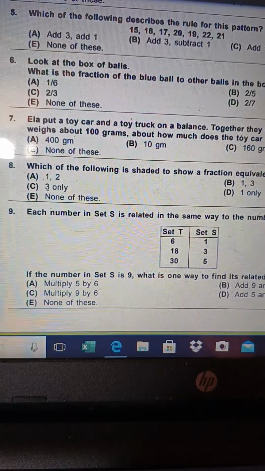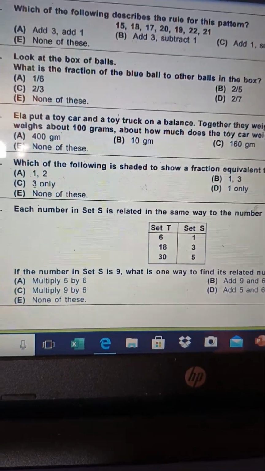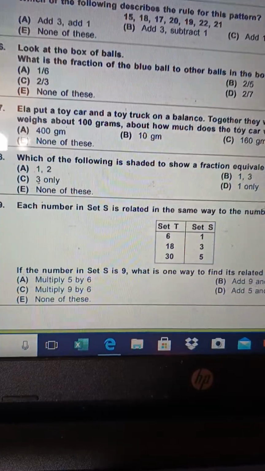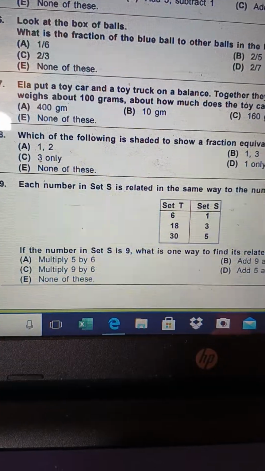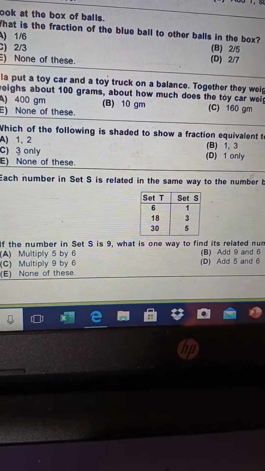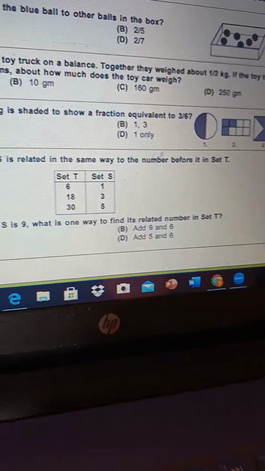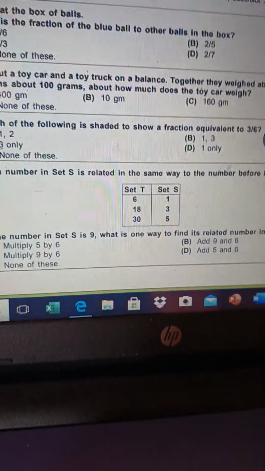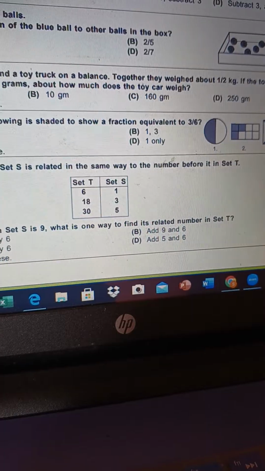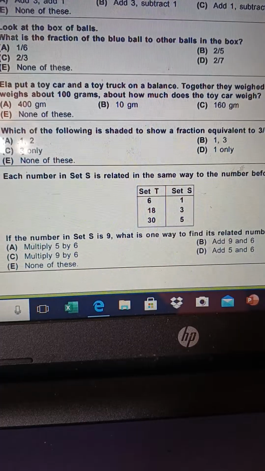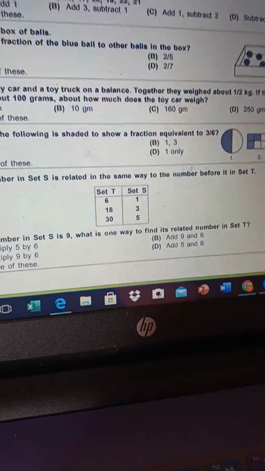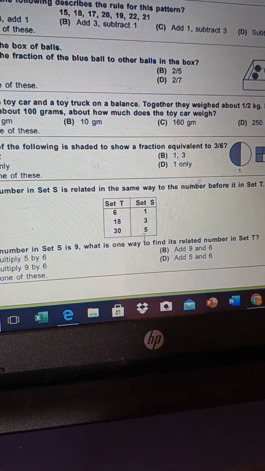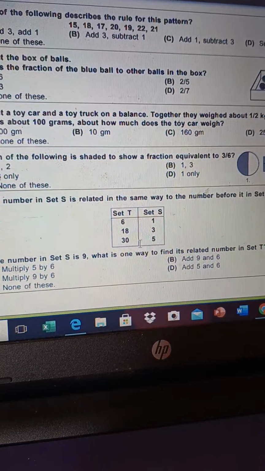Okay, now number 9. What we have to do in number 9? Number 9, 5 is equal to 30. Then what is it asking for? Each number in the set S is related in the same way to the number before it in set T. So if the number in set S is 9, what is the one way to find its related number in set T? So see here, 5 of set S is equal to 30 of set T.